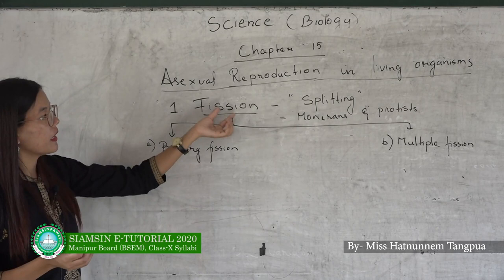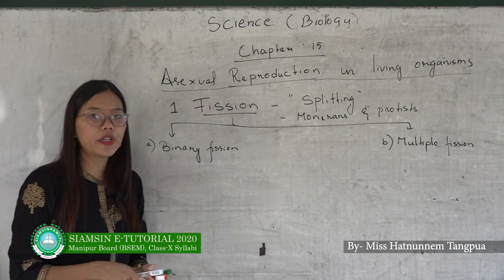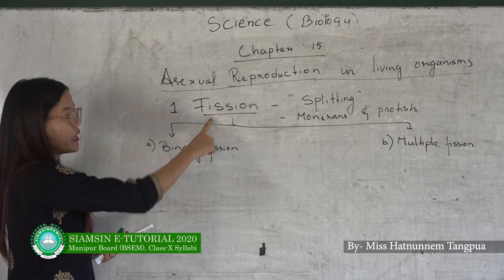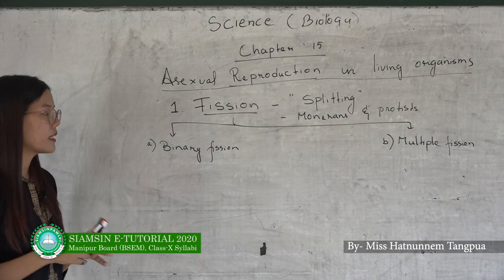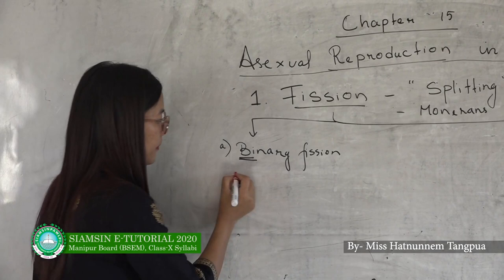Fission is seen in monerans and protists, which are usually unicellular organisms, composed of only one cell. The first type of fission is binary fission. In binary fission, the parent cell undergoes division to form two daughter cells. Since it forms two daughter cells, it is known as binary. This is seen in amoeba.